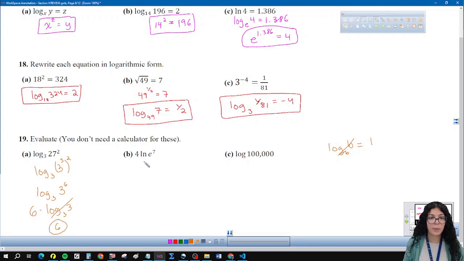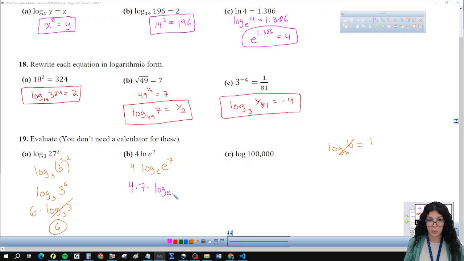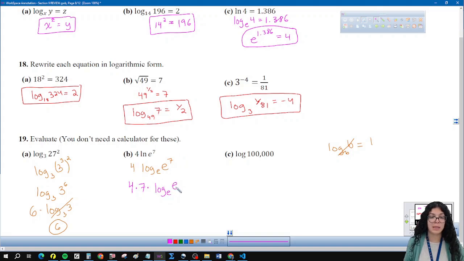Okay, for part B, notice that this is, again, e to the power of 7, and ln is log base e. So this is 4 times log base e of e to the power of 7. That power 7 I can bring out in front. So now 4, which was already in front, stays. Then another 7, because of the power 7, I'm using the power rule there. And then the log base e of e stays. Log base e of e would cancel, so this is just 4 times 7, which is 28.